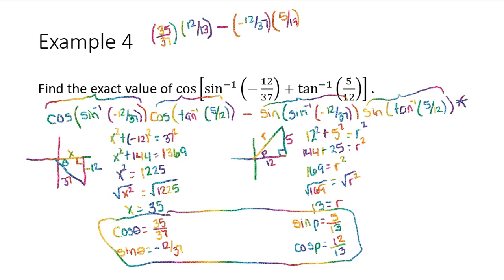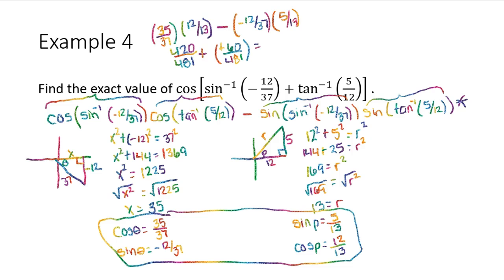Now we just do our multiplication. All right, let's see. 35 times 12 is 420. And 37 times 13 is 481. And then 12 times 5, that's going to give me negative 60. And we just added, I multiplied 37 times 13, it gave us 481.